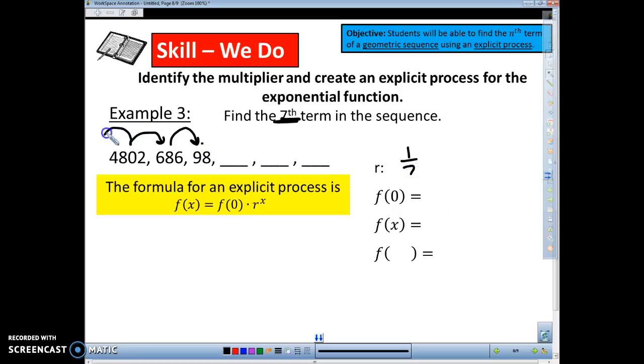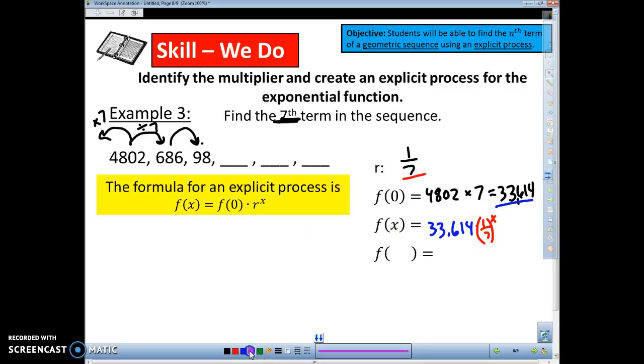In order to find f of 0, we're going to go back a term. So I'm going to take 4802, and instead of dividing by 7, we're going to multiply by 7. 4802 times 7 gives us 33614. Whew, it's a big number. Okay, and we're going to plug in this value, 33,614, and we're going to multiply times our R value, 1/7 to the x power.